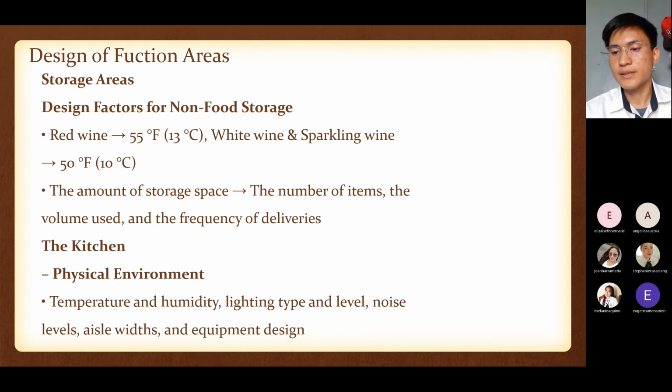Design of function areas. Storage areas, design factors for non-food storage. Red wine, 55 Fahrenheit or 13 degrees Celsius. White wine and sparkling wine, 50 Fahrenheit or 10 degrees Celsius. The amount of storage space depends on the number of items, the volume used, and the frequency of deliveries. The kitchen physical environment: temperature and humidity, lighting type and level, noise levels, ASL suites, and equipment design.